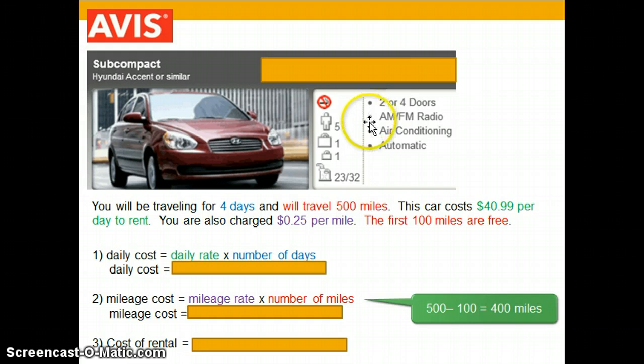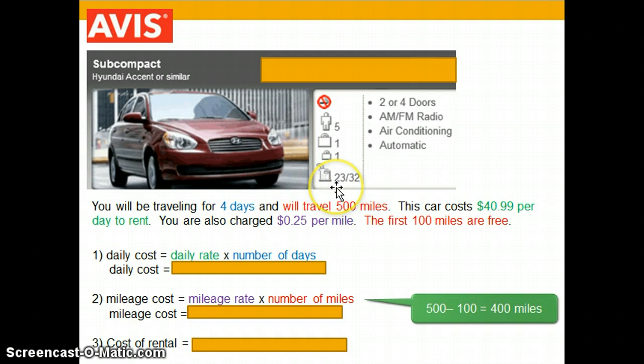It has a radio, it has air conditioning, and it's automatic. Remember, that would be really important to you, especially if you don't know how to drive a manual car. And then down here, see if you can figure out what this is. This is like a little gas can, and then it has these 2 numbers. So this is the fuel economy of this car.